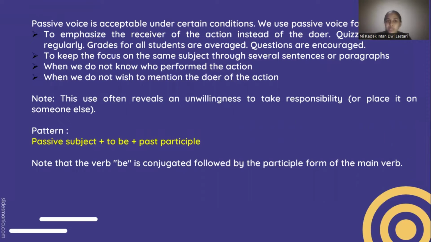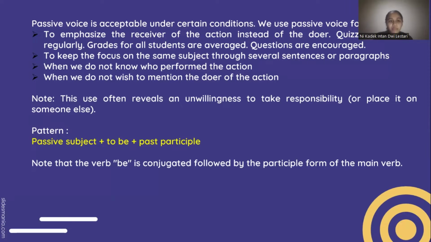We use passive voice, the first one, to emphasize the receiver of the action instead of the doer, and then to keep the focus on the same subject through several sentences, and then when we do not know who performed the action, and when we do not wish to mention the doer of the action. Remember the note: this use often reveals an unwillingness to take responsibility or place it on someone else.